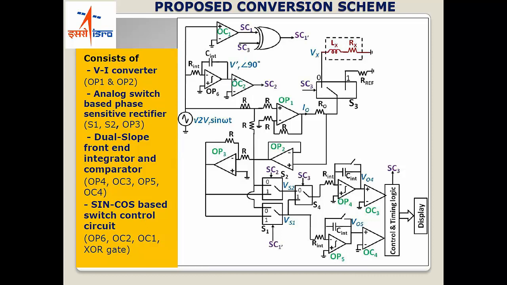Then you have a sine cos based switch control circuit, which is also formed using this one circuit. It basically consists of a sine wave going to an integrator circuit which gives a cos wave output here, and then you get a cos wave and a sine wave and their digitized square waves. I will come to the details.